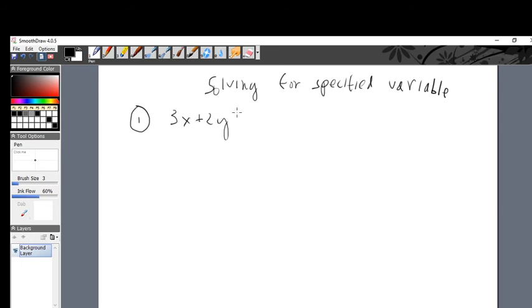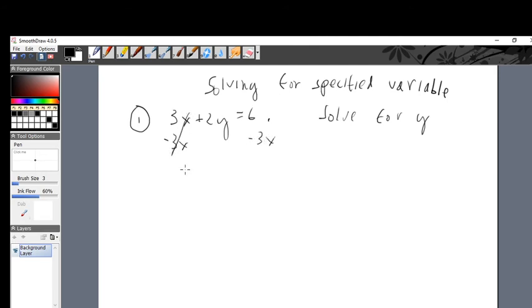equals 6, and the instructions are solve for y, meaning we want to see y isolated on the left side or the right side, preferably on the left side, and all the other junk on the right-hand side. So our target is to get y isolated. All right, whatever's plussing or minusing from the y's got to go first. So you do minus 3x left, minus 3x right.